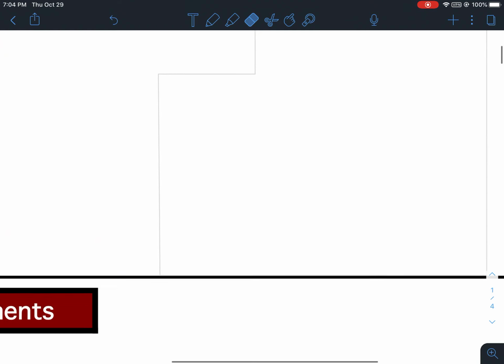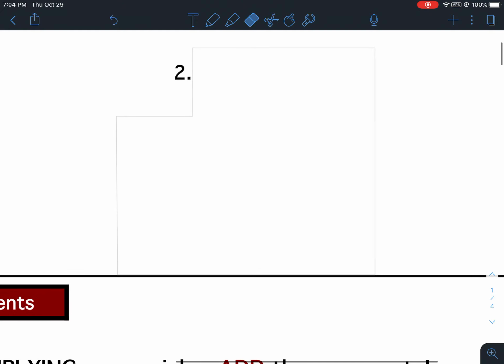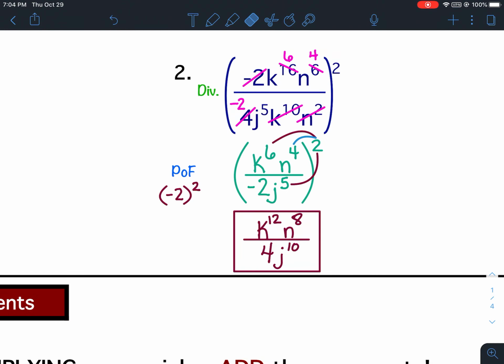Okay, number 2. Number 2, the first step was to divide. Inside the big parentheses, we needed to divide first. Now, you might have gotten negative 1/2, and therefore you might have put negative 1 in the numerator and a positive 2 in the denominator. And there's nothing wrong with that. That's perfectly fine. We've talked before how if I don't have to write it, I don't want to. So instead of putting a negative 1 on top, I put the negative with the 2 and didn't write a 1 in the numerator. So anyway, the second step then was power of a fraction.